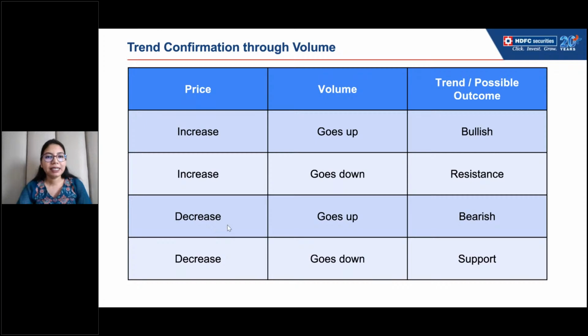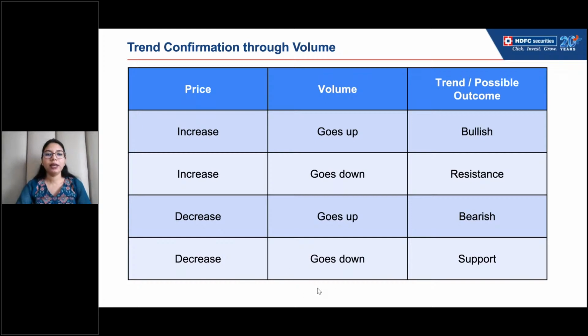Next, the price is decreasing and the volume is going up. Now imagine the price is going down and the volume is going up. What could this mean? It means bearish momentum is coming. Whenever the price is going down and the volume is going up, it means more and more selling pressure is generating, which means the bearish momentum will keep continuing. All right, now last, the price is also decreasing and the volume is also decreasing. In that condition it will take a support at the base.